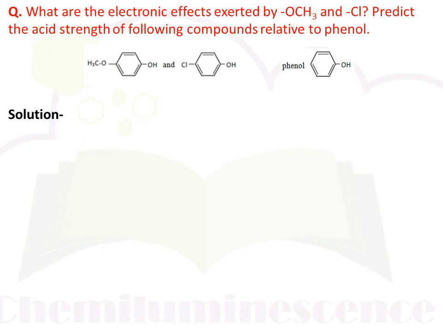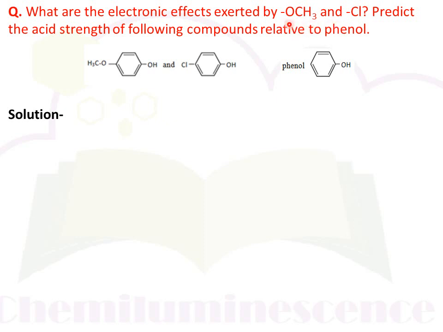Next question is, what are the electronic effects exerted by OCH3 and Cl, and predict the acidic strength of the following compounds relative to phenol. The first part is that we have to see the electronic effect exerted by the methoxy group and chloride group, whether they show a +I effect or -I effect, or a +R effect or a -R effect. And the second part is that we have to compare the acidic strength of these two compounds, para-methoxyphenol and para-chlorophenol, with the parent compound phenol. So first we see the electronic effect exerted by the OCH3 group and Cl group.